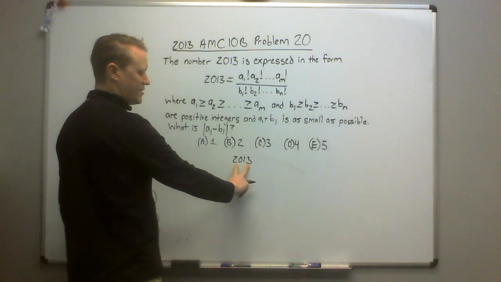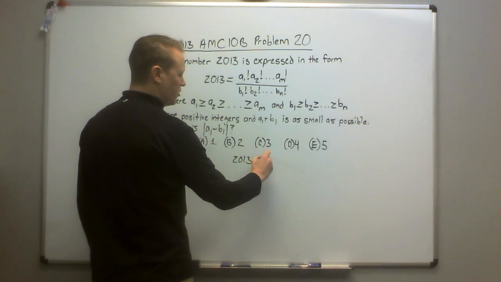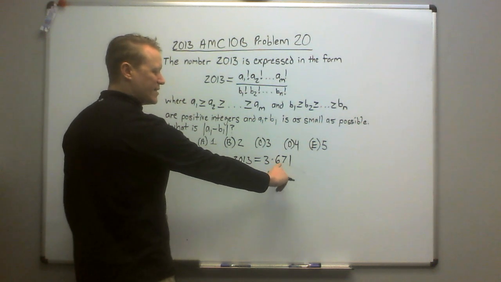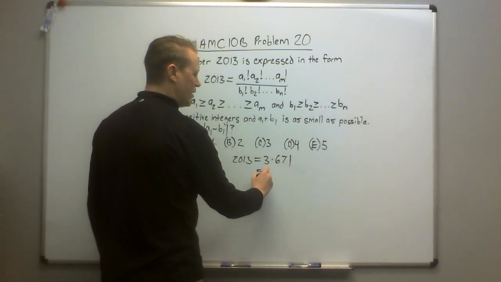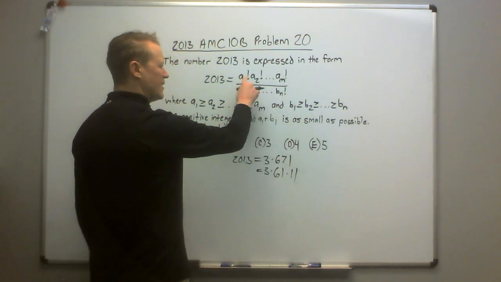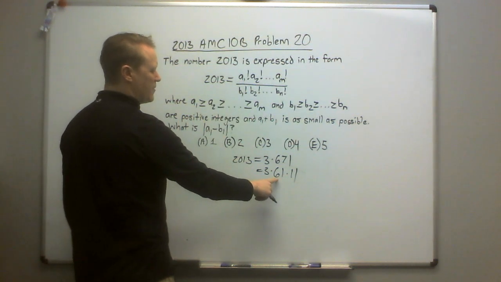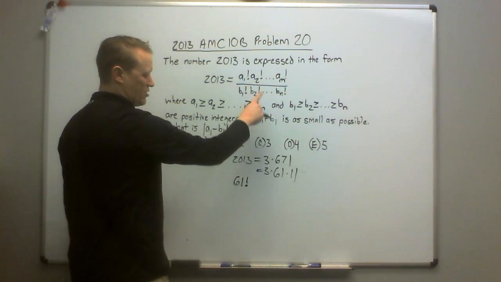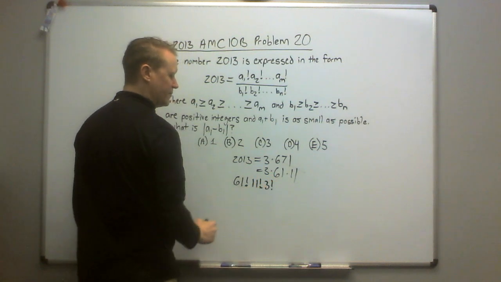So 2013 is divisible by 3 because the sum of the digits is a multiple of 3. It's equal to 3 times 671. 671, if you recognize it, 6 plus 1 is 7, which means it's a multiple of 11, and it's 11 times 61. So you get 3 times 61 times 11. How can we use this in this setup? Well, if we have a1 being the biggest, maybe we could put 61 here and say 61 factorial, and then a2 could be 11 factorial, and the last one would be 3 factorial.